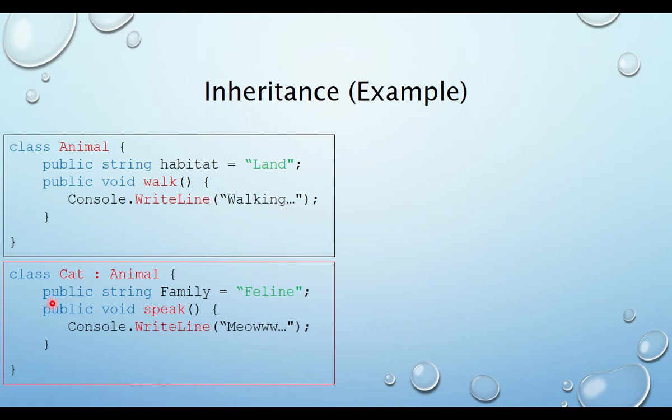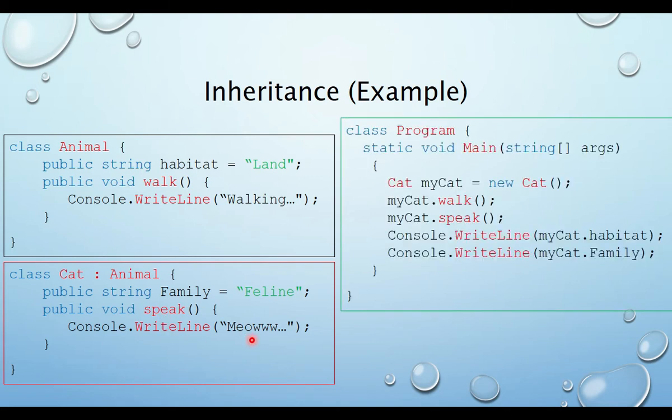In the definition of our class cat, we have a property or variable called family, with a value of feline. We also have a method here named speak, and when this method is called, it will print a text on the screen showing meow. In the main class of our program, under the main method, we created a variable out of the cat class. So this myCat variable becomes an object from the cat class.